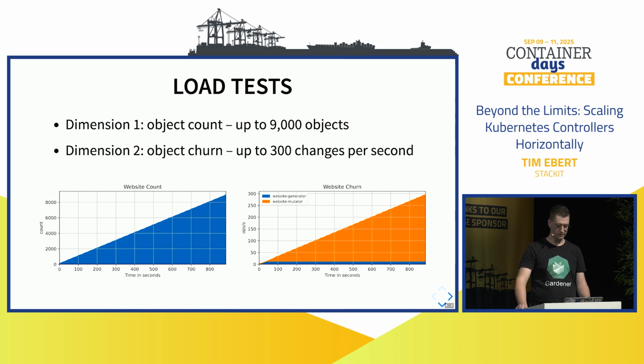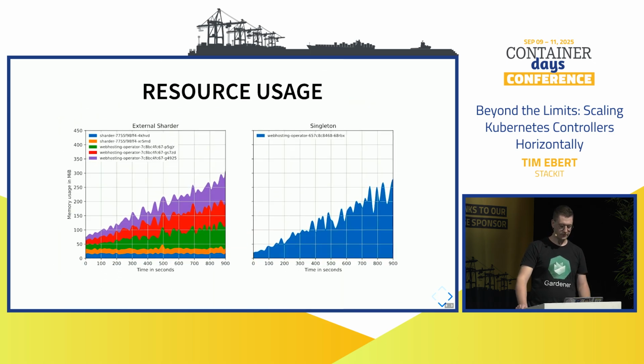So as you can see, I put my controller under significant load, and then I observed that the memory usage distributes quite well over the set of available instances. As you can see, the sharded controller has a little bit of overhead in comparison to the singleton controller, obviously because we also need to run the sharder. But the good thing is the sharder's overhead is constant and doesn't depend on the number of objects.